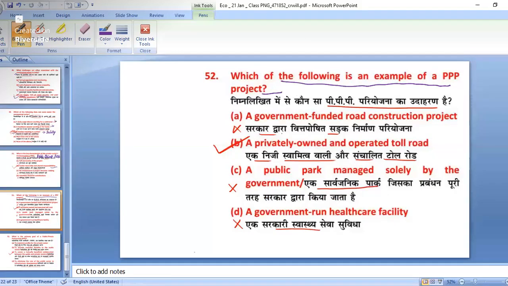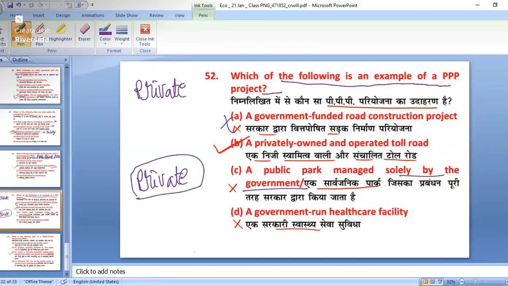Then next question, which of the following is an example of a PPP project? A government funded road construction project: what we saw is that funding will come from private companies, so government funded is incorrect. A public park managed solely by the government: while studying PPP, we saw that there will be a role of private owners managing for a few years, so this is also incorrect.